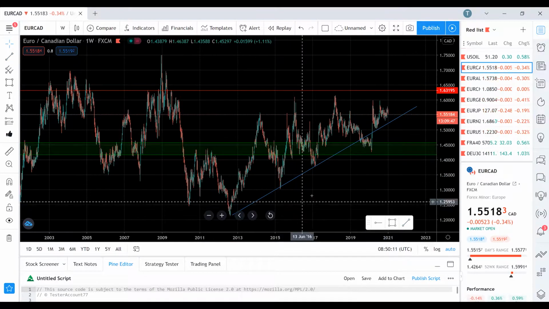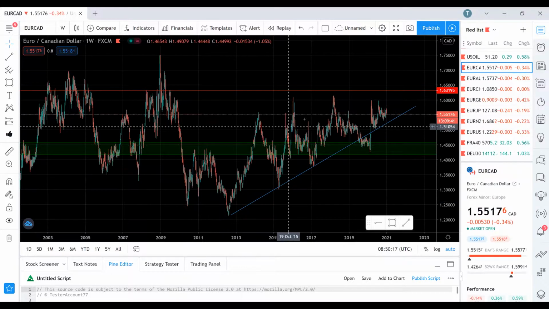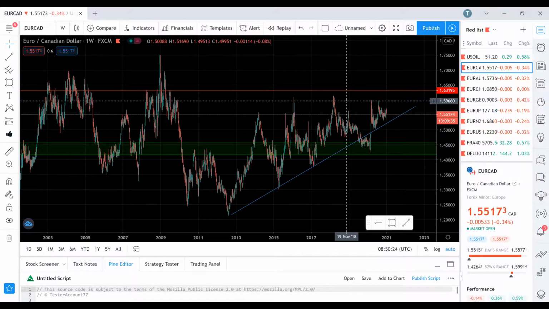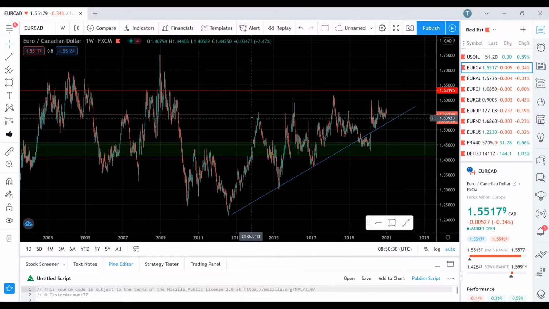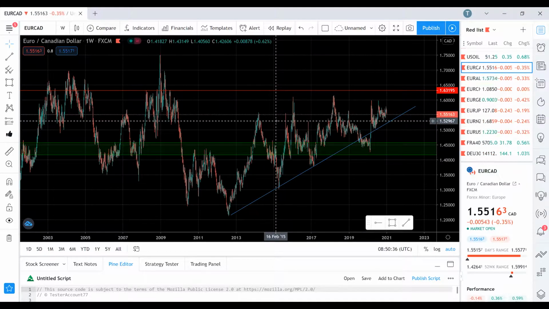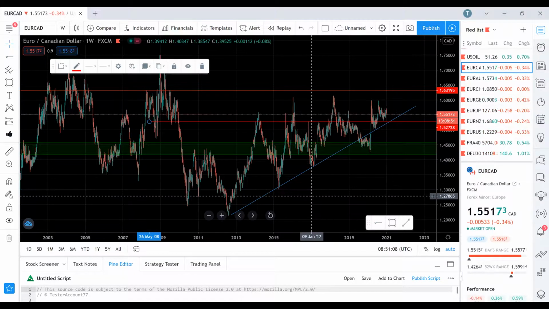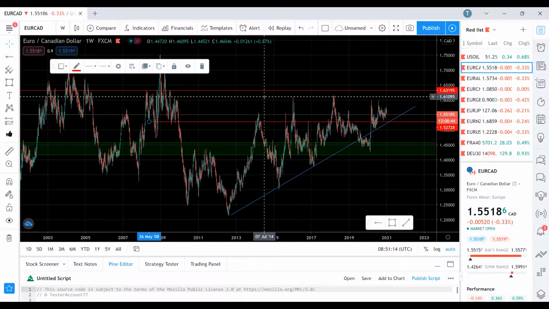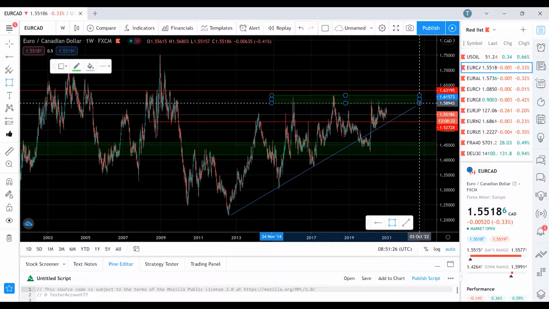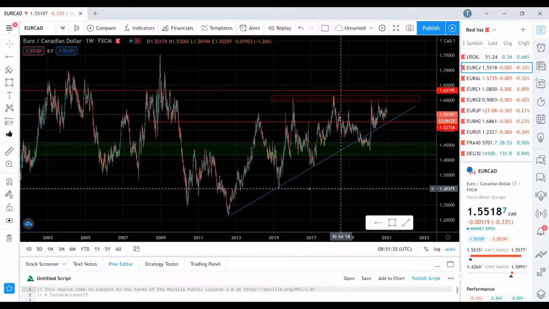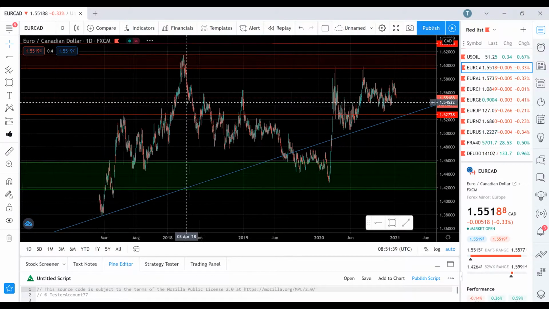As you guys can see, trends are not always perfect. Here we have a fake out. Support here. We have a sell zone here. Move to the daily.